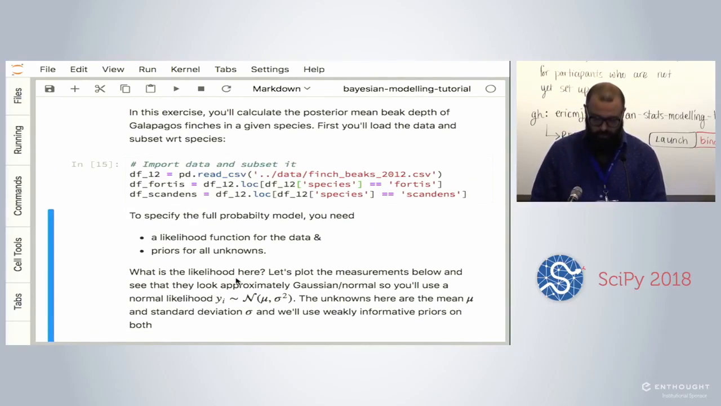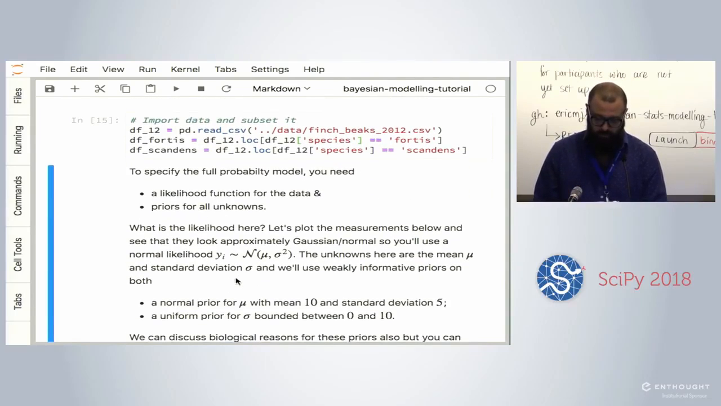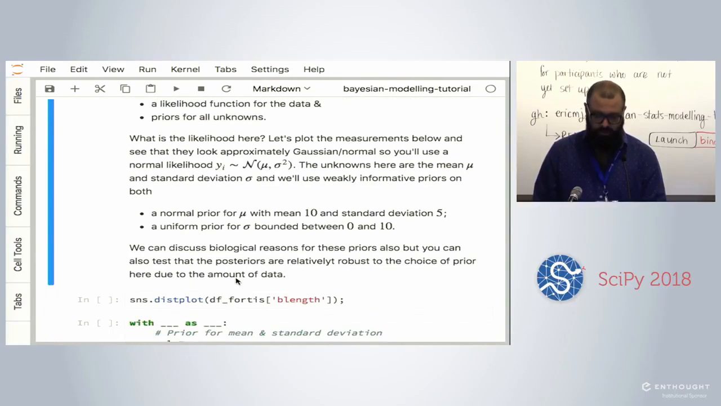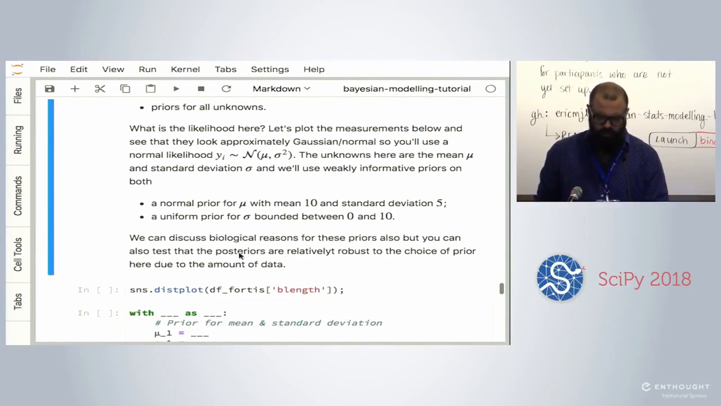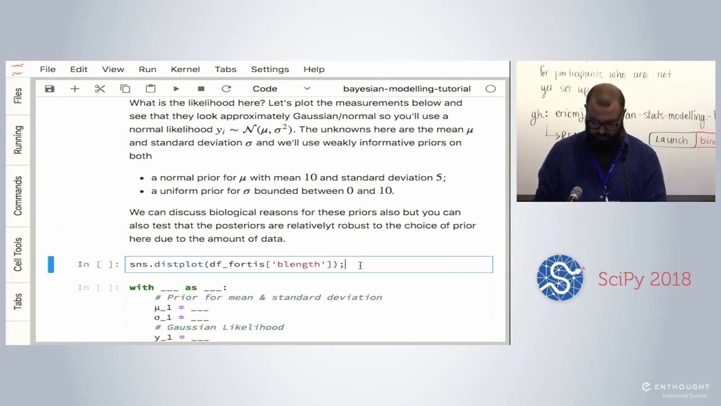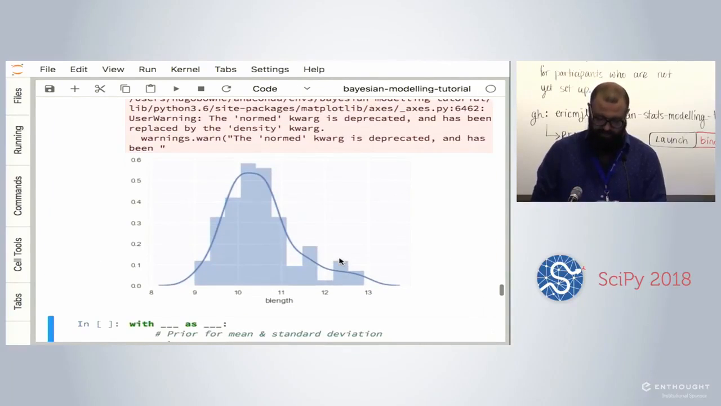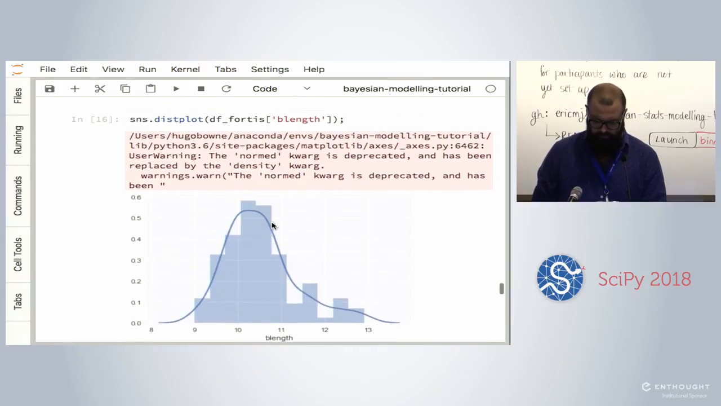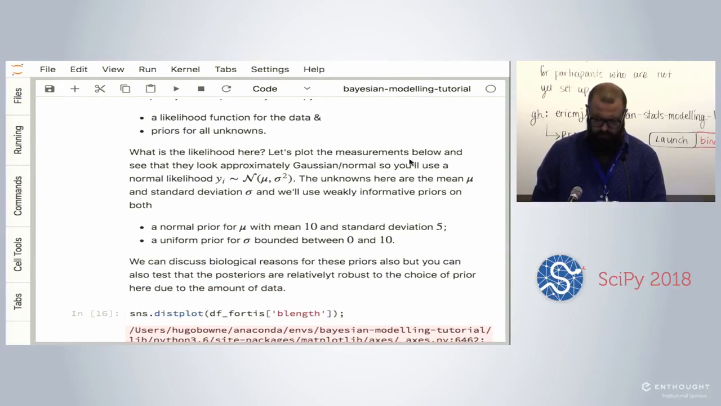the data. Now, once again, to specify the full probability model, you need a likelihood function for the data and priors for all unknowns, okay? Now, I'm going to tell you what all of these things are, and you're going to write them in PyMC3, okay? What is the likelihood here? Let's plot the measurements below and see they look approximately Gaussian. I'm just going to do that here. They look approximately so. There's some sort of tail, but it's Gaussian enough for the purposes of this workshop. So you'll use a normal likelihood, okay?